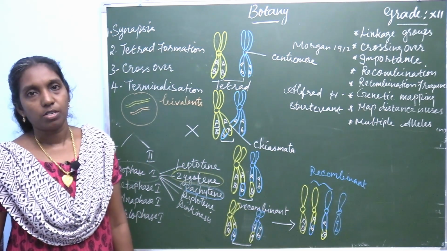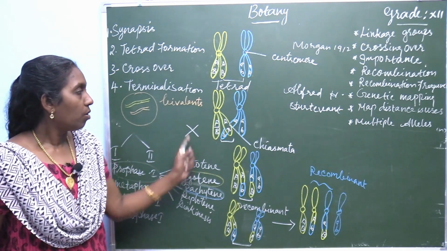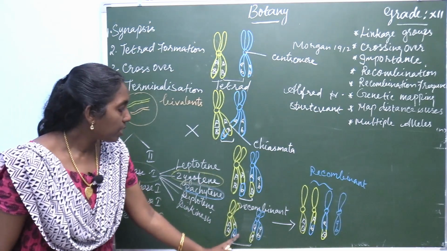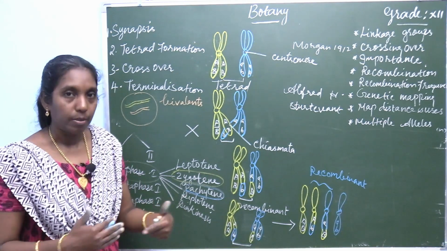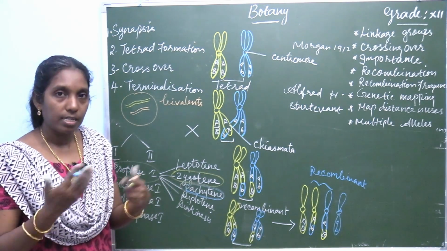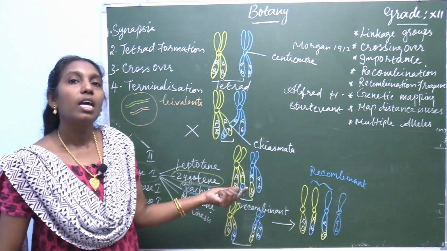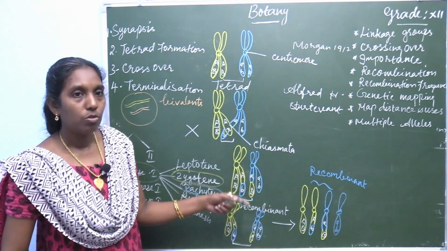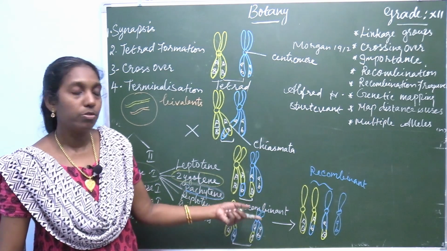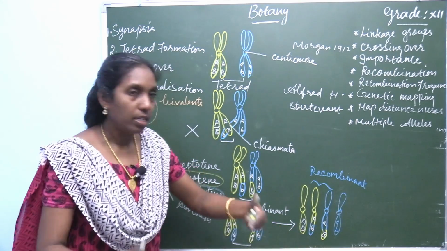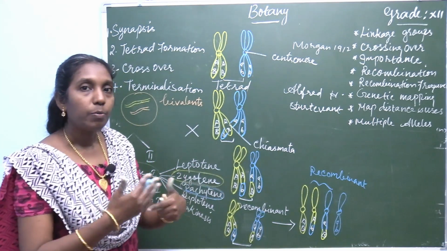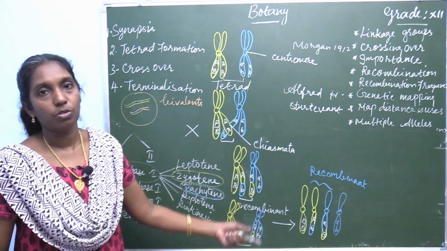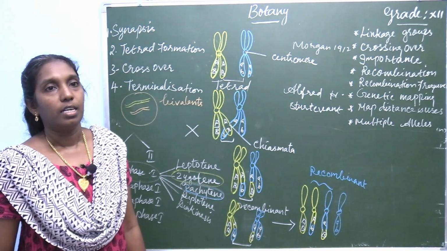What is the importance of crossing over? In this process, there is exchange of segments, an interchange of segments. Due to this, it produces new varieties, so it leads to evolution. And in plant breeding, new useful combinations are produced when characters are mixed together, producing new varieties. So it is very useful in plant breeding techniques.